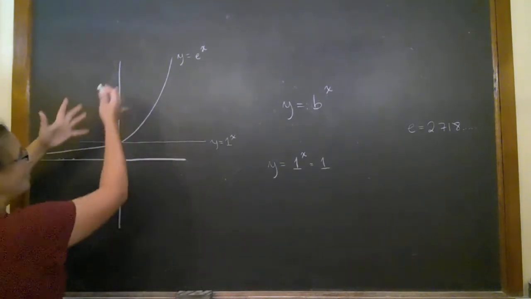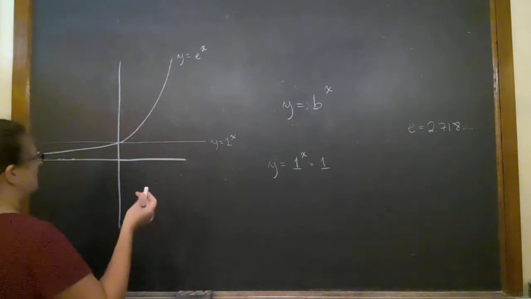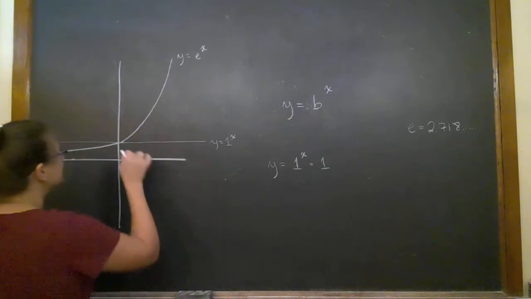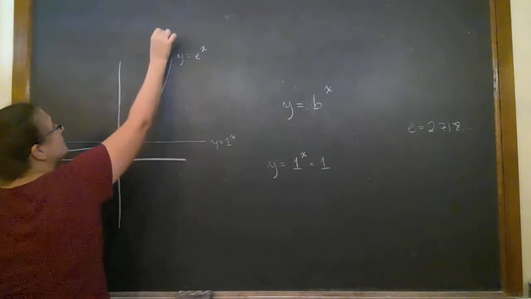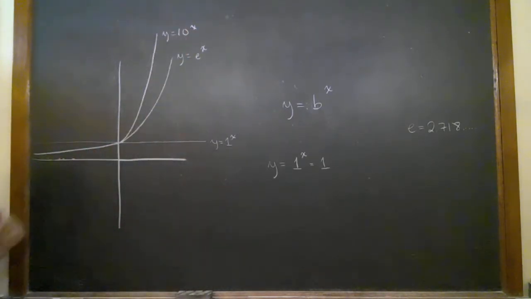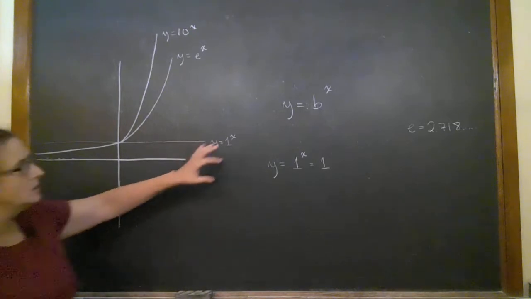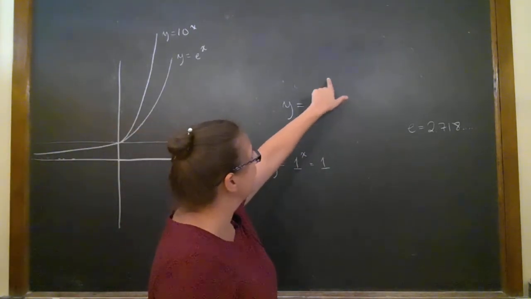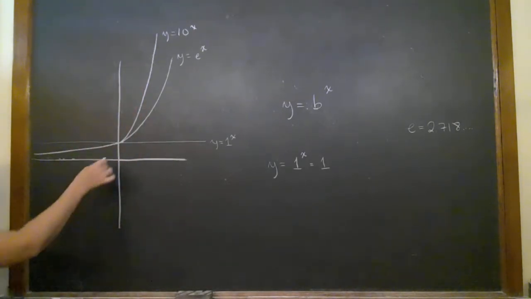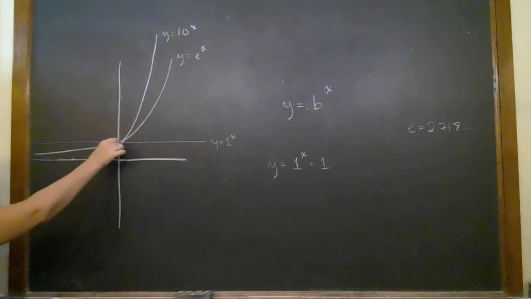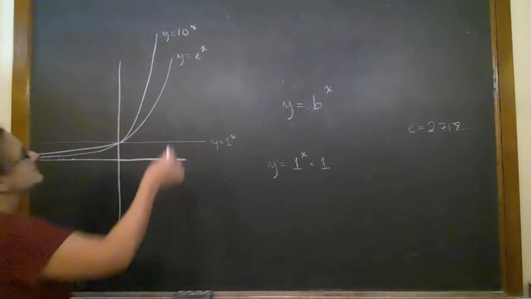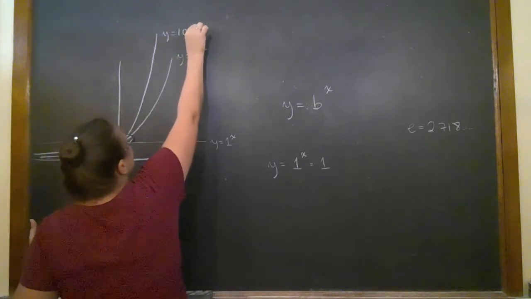So I don't want to bulk up my graph too much because there's not that much space. But if I did say y equals 10 to the x, 10 being significantly larger than e, I'm going to go up faster on the right-hand side. And on the left-hand side, as we know, if I'm taking negative values of x, I'm putting that in the denominator, so those are getting smaller and smaller. So with a larger base, it's going to get smaller faster. Okay, so basically that's the idea.